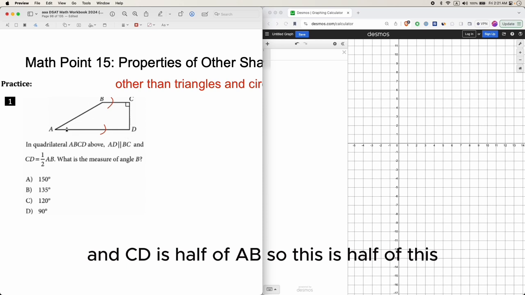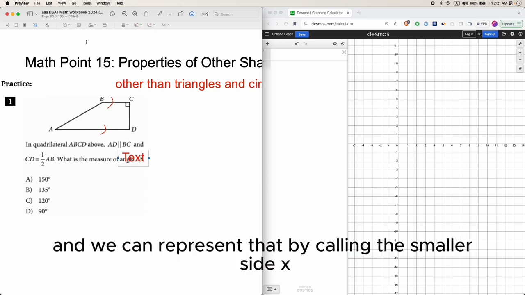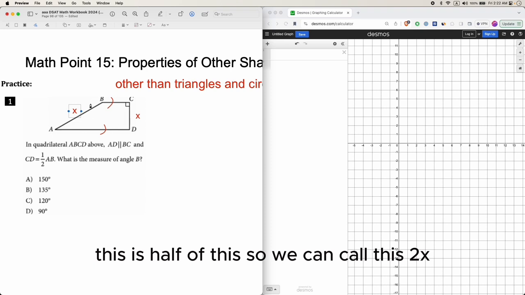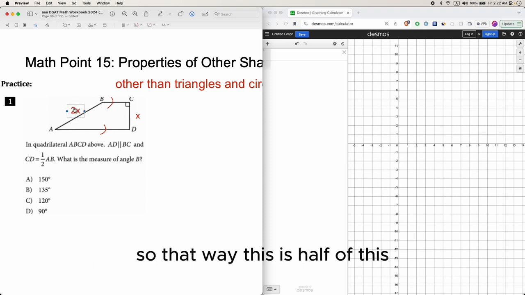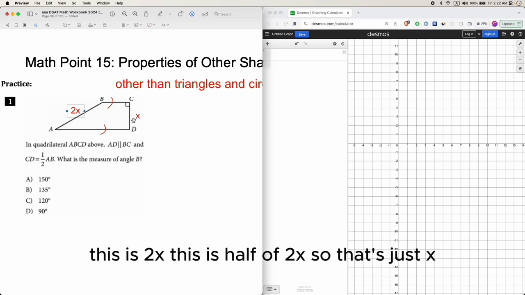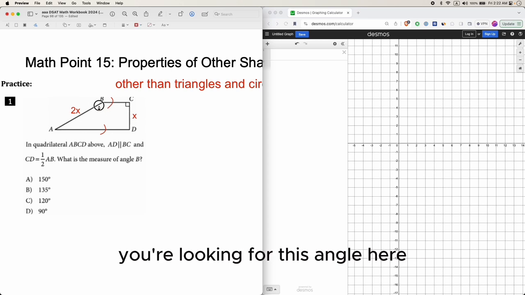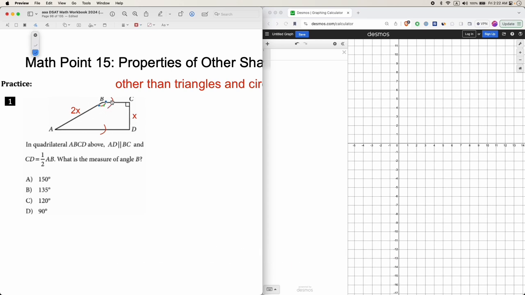So this is half of this, and we can represent that by calling the smaller side X, and the longer side, this is half of this. So we can call this 2X. So that way, this is half of this. This is 2X, this is half of 2X, so that's just X. What is the measure of angle B? And you're looking for this angle here.